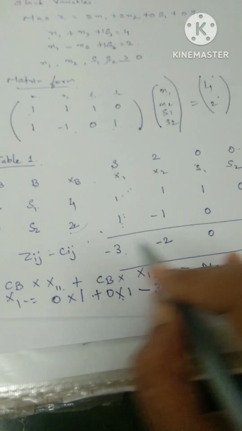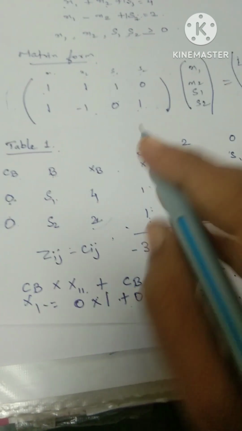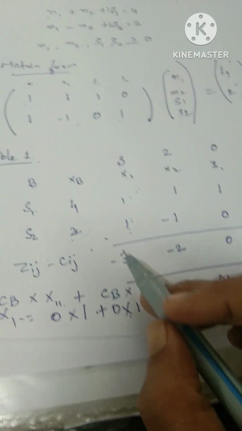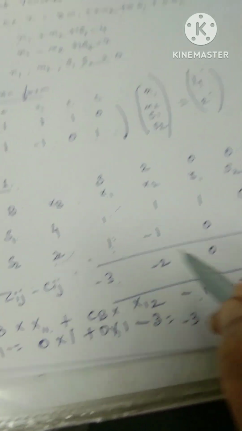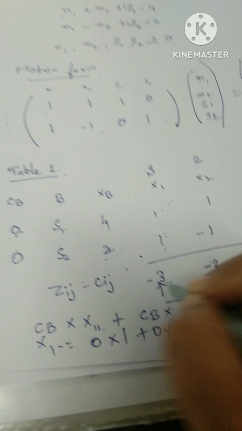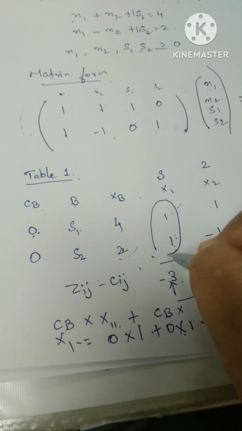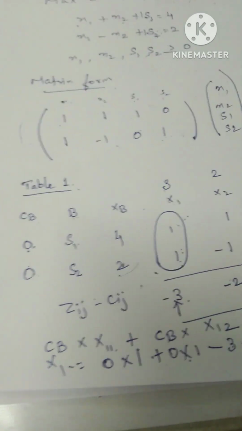The next step is to select the minimum value of Zij minus Cij, which is considered as the withdraw value. So here Zij values are minus 3, minus 2, 0 and 0. The lowest value will be minus 3. So I am marking this, this is the withdraw value.